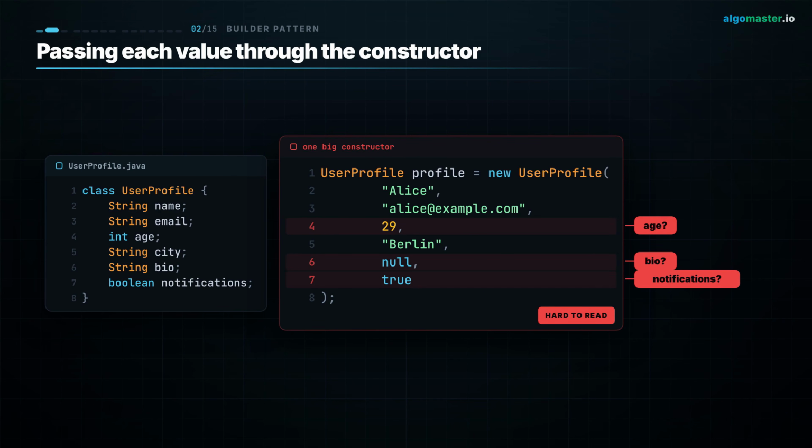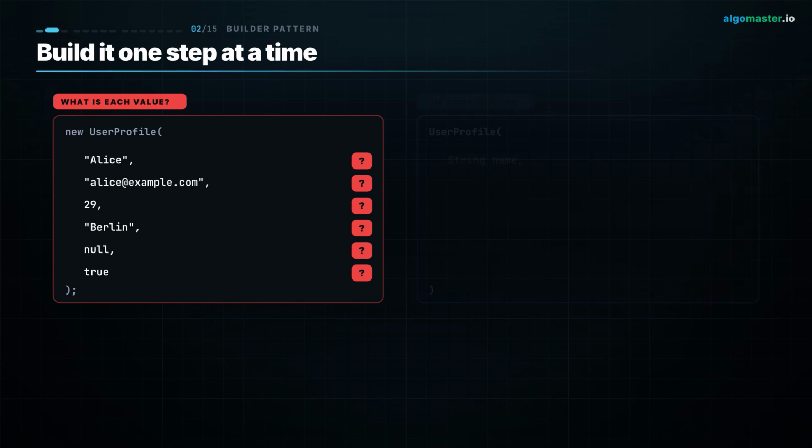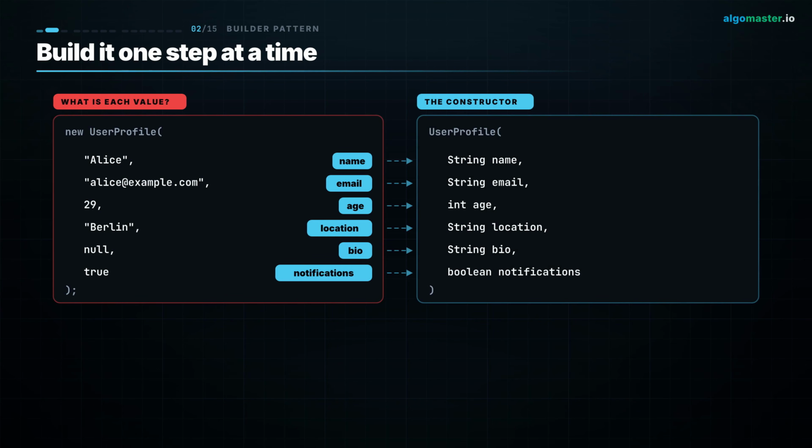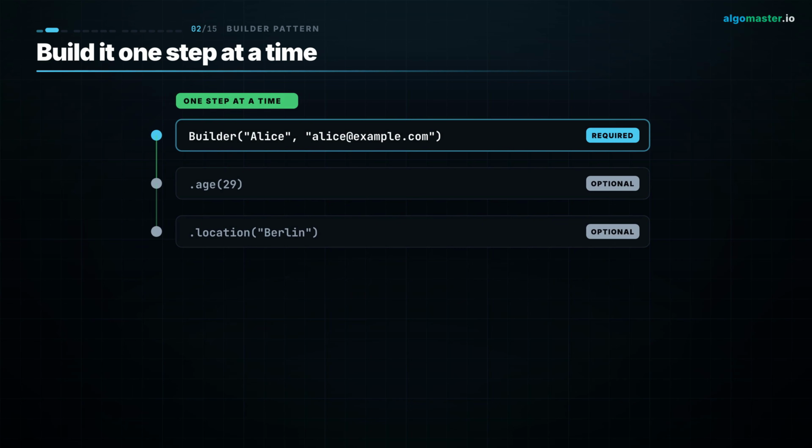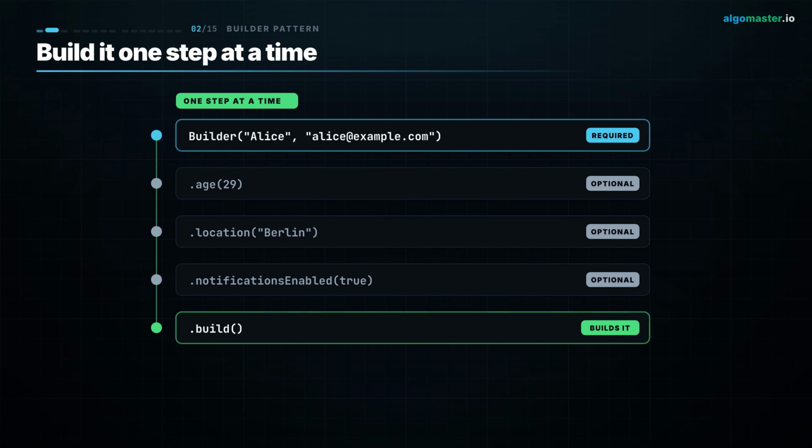This works, but it is difficult to read. Without checking the constructor definition, it is not obvious what each value represents. And the problem gets worse as more optional fields are added. The builder pattern solves this by letting us construct the object step by step using clearly named methods. Now the required fields are provided first, and optional fields are added only when needed.